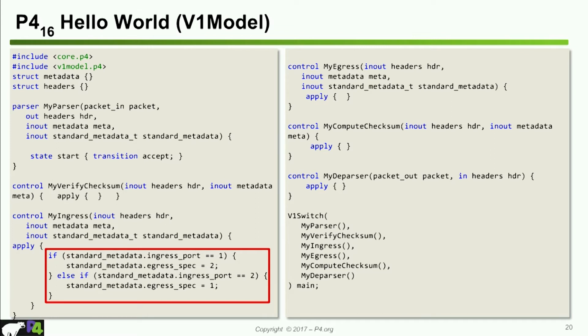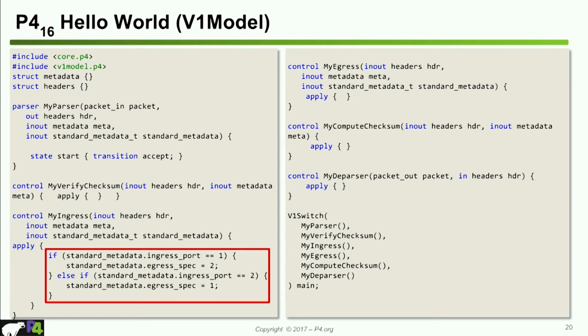So if it's 1, then it sets the egress spec. So it sets the port. It tells the traffic manager that this packet should be sent to port 2. And similarly, if the packet comes in on port 2, then it should be sent to port 1. So all packets that come in on port 2 will be sent to port 1, and all that come in on port 1 will be sent to port 2. And the rest of the blocks don't have to do anything. And at the end of the program, we instantiate an instance of the switch called main. So with this P4 program, the routing between port 1 and port 2 is hard-coded, and we can't change it after the P4 program has been compiled and pushed out.